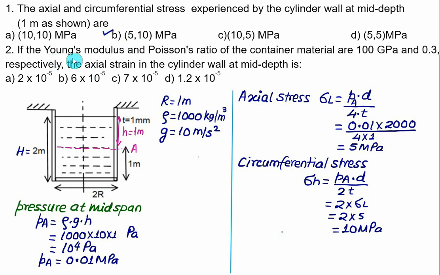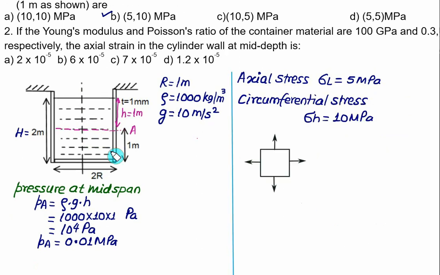In the second part, the Young modulus and the Poisson ratio are given, and we are interested to know the axial strain in the cylinder wall at the mid depth. That is, at the same point we have to find out the axial strain. This time we have the axis along the y-axis and the circumference will be along the x-axis. So we'll represent here the state of stress. Along the x direction, sigma x is equal to the hoop stress, and we have the value of hoop stress equal to 10 megapascal. Along the y direction we have the axial stress, sigma L, and this value of sigma L is equal to 5 megapascal.